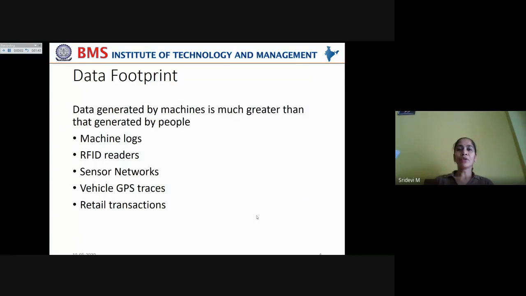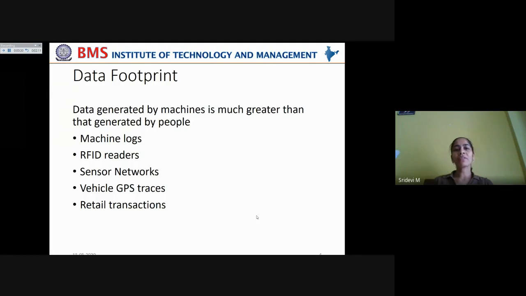Now, the data footprint kept on growing, like the carbon footprint, the carbon emissions that every individual produces. Every individual is now responsible for creating lots and lots of data due to the advent of this digital era. Machine logs, RFID readers, sensor networks, vehicle GPS traces, retail transactions, all these play a very important role in adding to the data footprint.